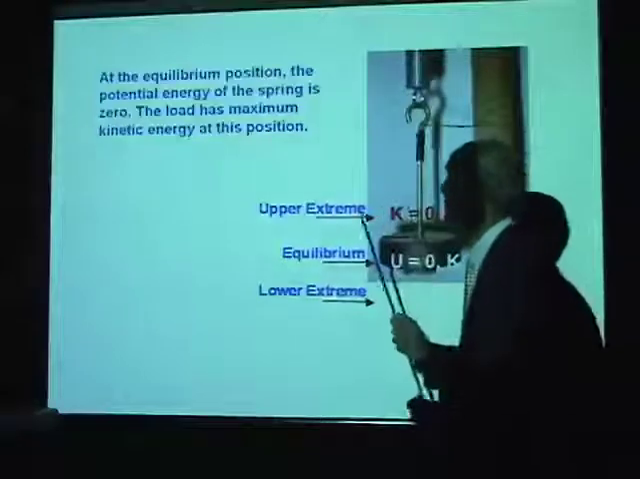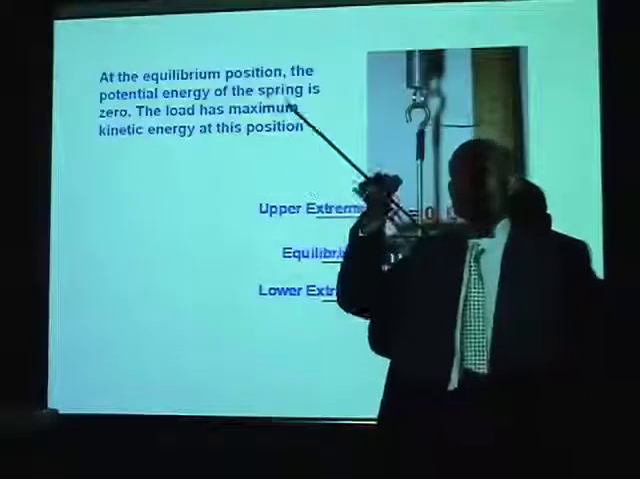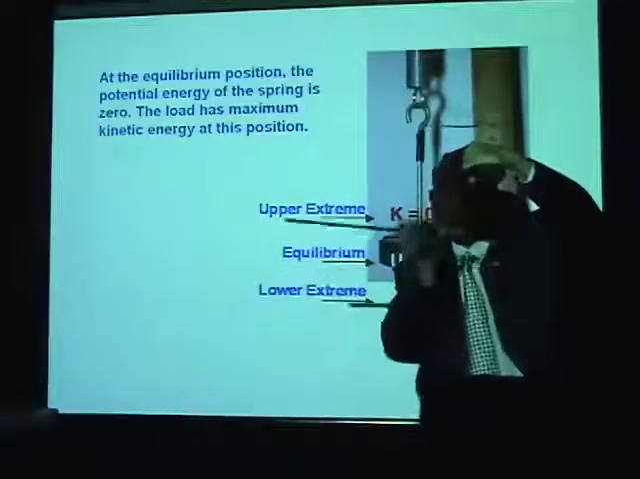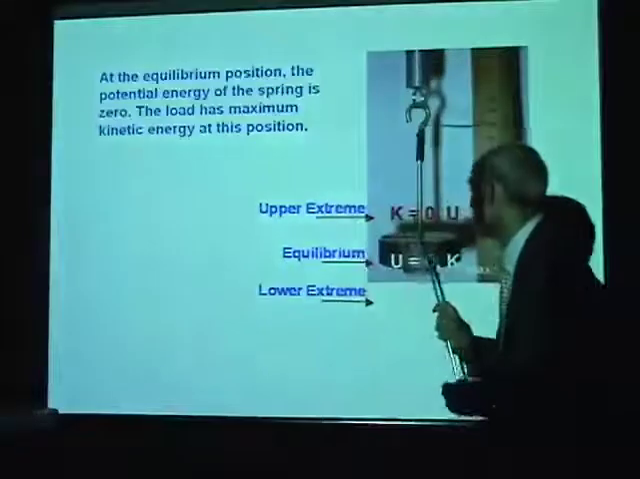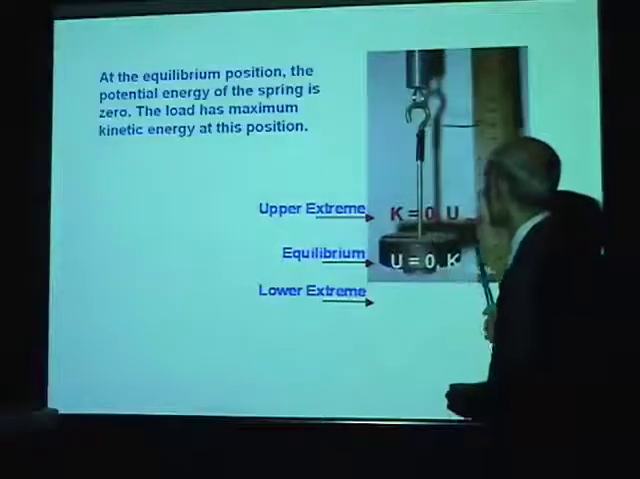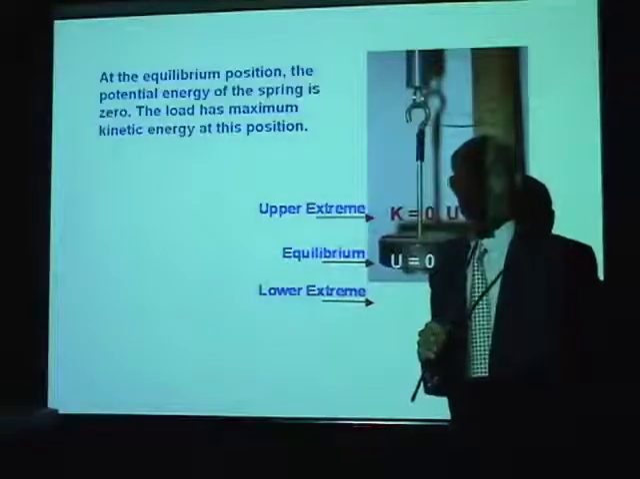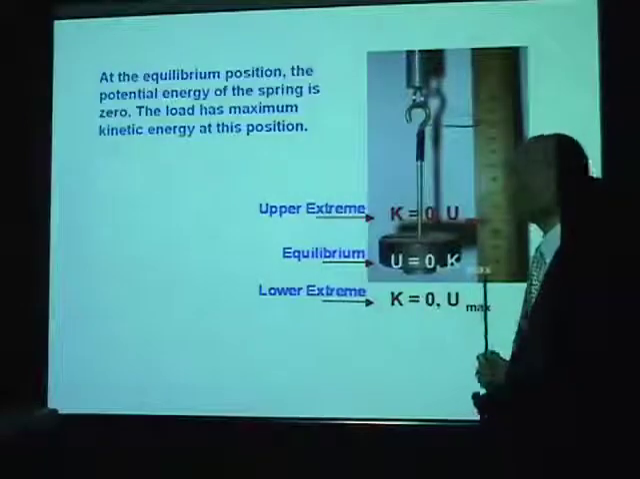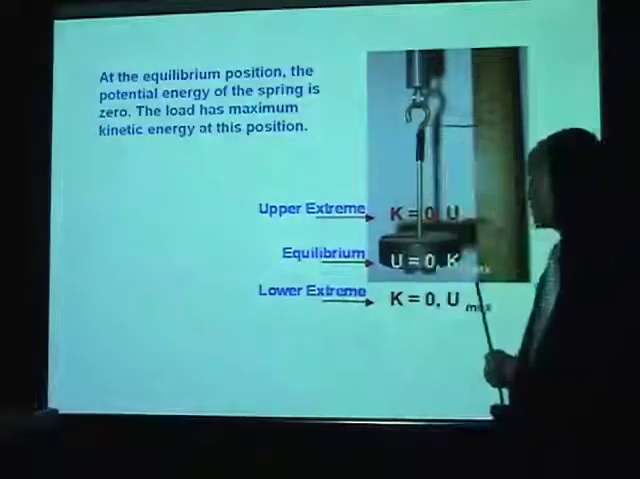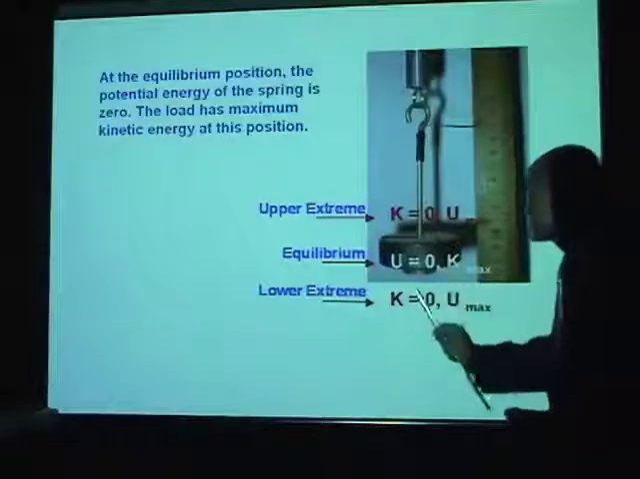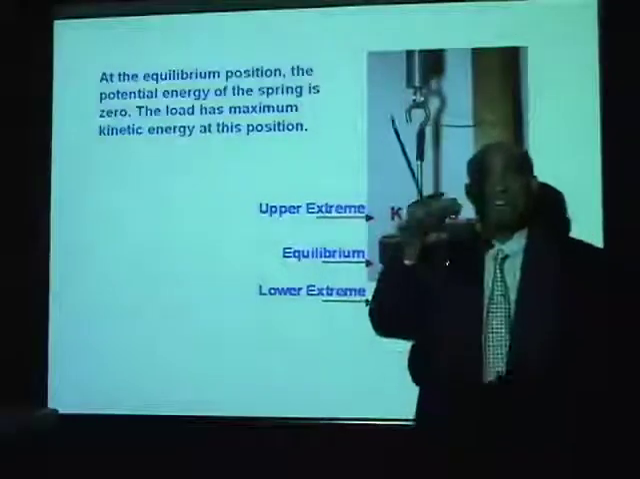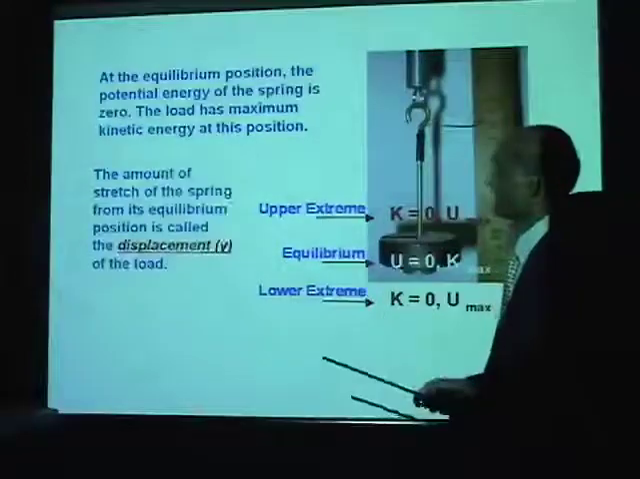Whereas at the upper extreme, when it moves to the upper extreme, the spring gets compressed. All the kinetic energy has now become potential energy. Kinetic energy is 0, potential energy is maximum. Similarly, at the lower extreme, kinetic energy is 0, potential energy is maximum. So I want you to be familiar with these energy conversions as the oscillations continue.